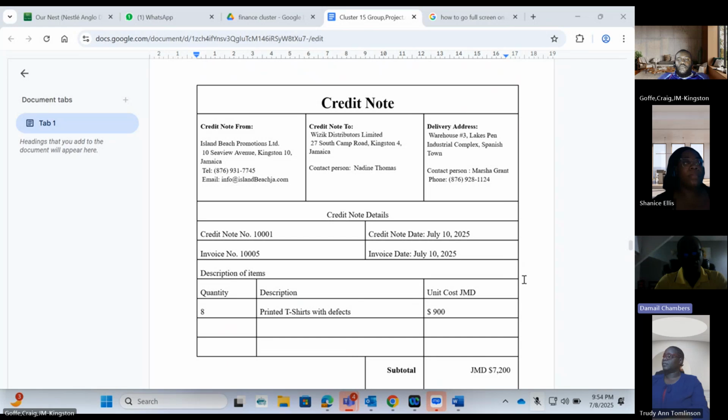Disadvantages of a credit note: the potential for errors and fraud. So if you don't manage it carefully, a credit note can be issued and manipulated. For example, an employee might issue unwarranted credit notes to conceal errors or inflate a refund. Another disadvantage is the impact on cash flow planning. While credit notes reduce liability, they can also impact cash flow forecasts and liquidity management.